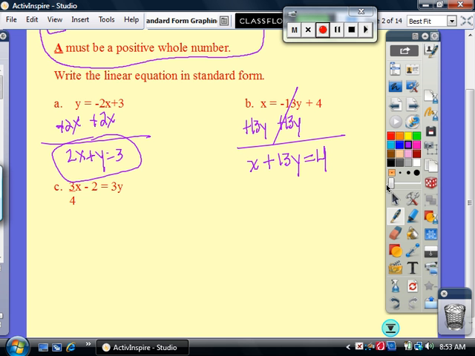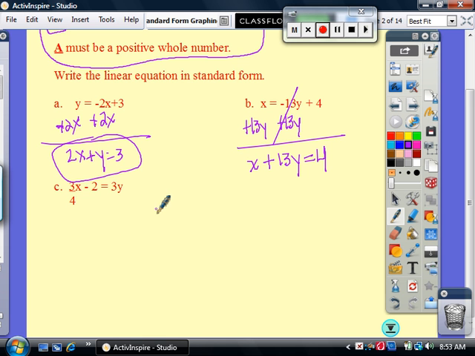Yes, ma'am? Does the x always have to come first? That's a great question. Yes, it does. Make sure the x comes first. It's like alphabetical order, what we typically do. Because when we start graphing it, if x is not first, then you've got to fix it because you'll get everything wrong. That's a great question.